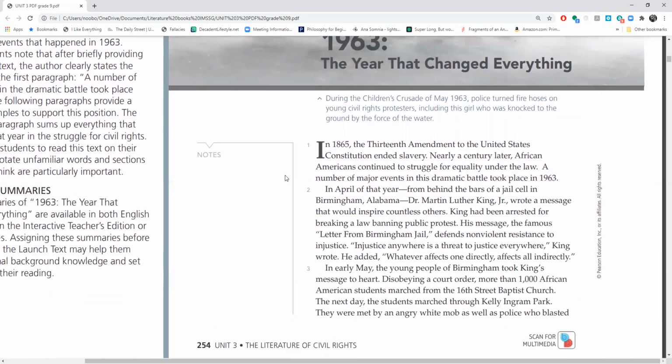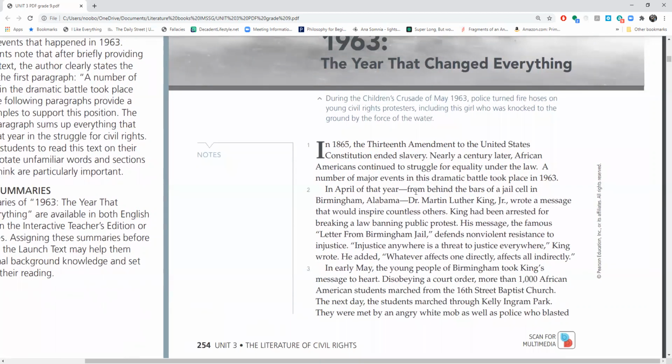So we'll start here. In 1865, the 13th Amendment to the United States Constitution ended slavery. Nearly a century later, 100 years later, African Americans continued to struggle for equality under the law. A number of major events in this dramatic battle took place in 1963.